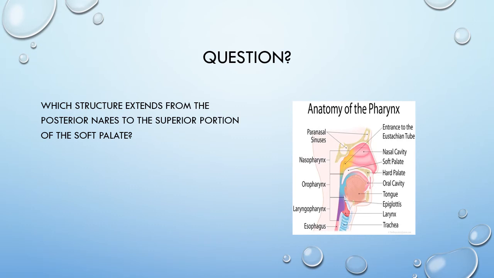So I have a question for you. And don't look. Which structure, when you look at the picture, extends from the posterior nares to the upper portion or superior portion of the soft palate? Can any of you think of it? It's one of the three. It is the nasopharynx. Good job.